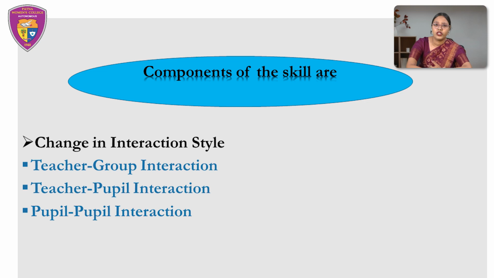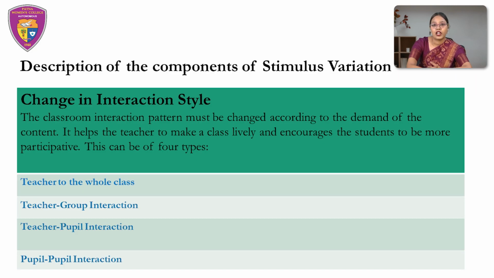The interactive art of teaching is constantly the communication between the teacher and pupils. The main patterns of interaction between teacher and pupils are teacher to the whole class, teacher-group interaction, teacher-pupil interaction, and pupil-pupil interaction. The classroom interaction pattern must be changed according to the demand of the content. It helps the teacher to make the class lively and encourages the students to be more participative. This can be of 4 types. Teacher-class interaction. In this, the teacher conveys and gets responses from a class as a whole.